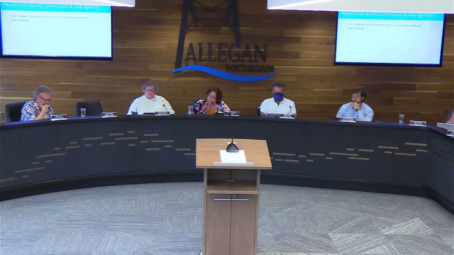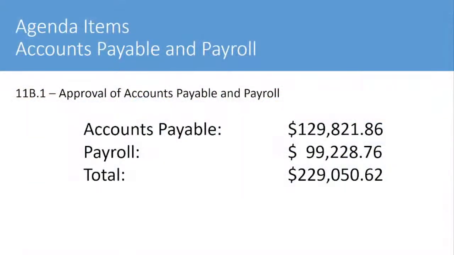Thank you. Next, we have 11B, which is our finance department. Under 11B.1, a request to approve accounts payable and payroll. Teresa? Okay. We have accounts payable in the amount of $129,821.86, and payroll was in the amount of $99,228.76. The total disbursement was $229,050.62. Motion to approve. Support.